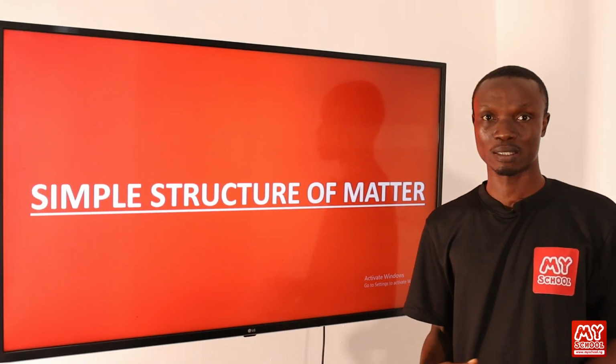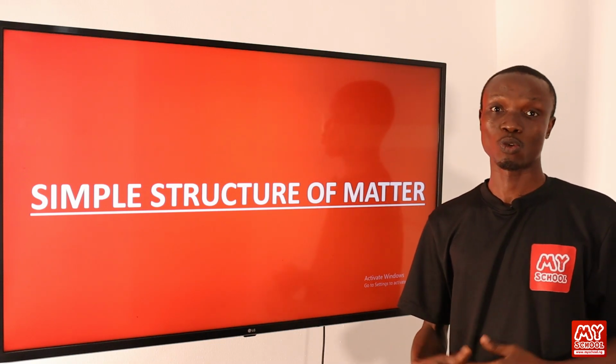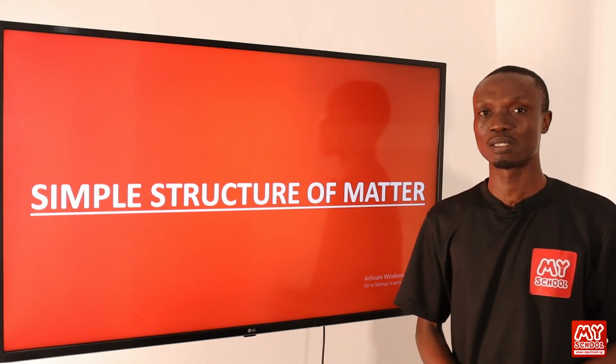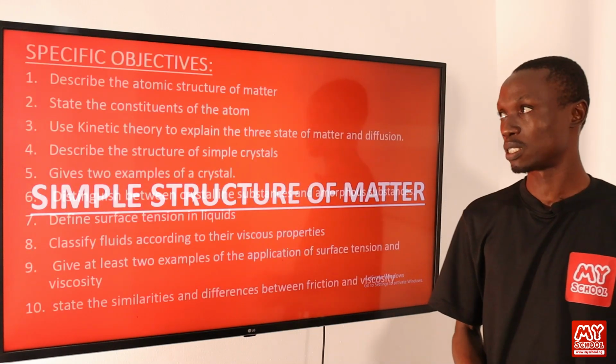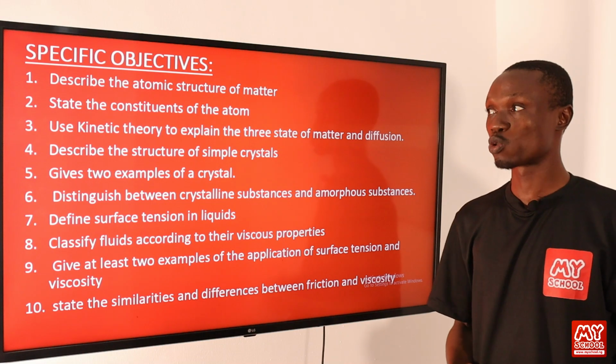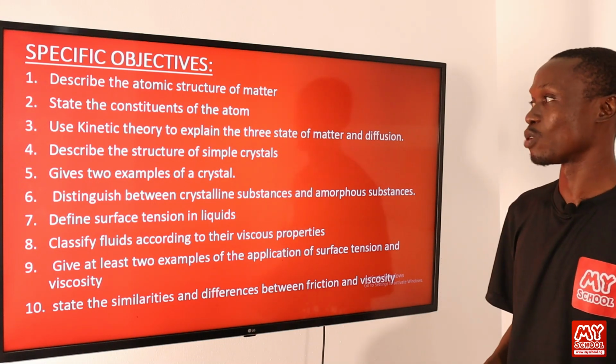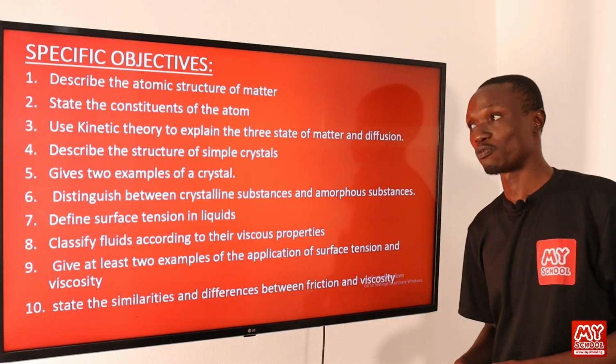In today's video, like I said earlier, we are going to be learning about simple structure of matter. So as usual, before we begin with this lesson, let's quickly run through the objectives of today's lesson. 1, describe the atomic structure of matter. 2, state the constituents of the atom. 3, use kinetic theory to explain the 3 states of matter and diffusion.